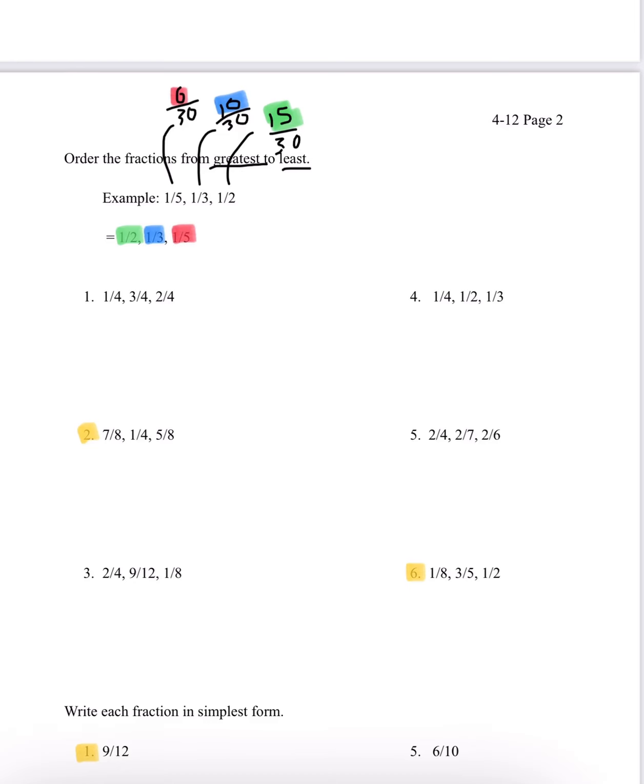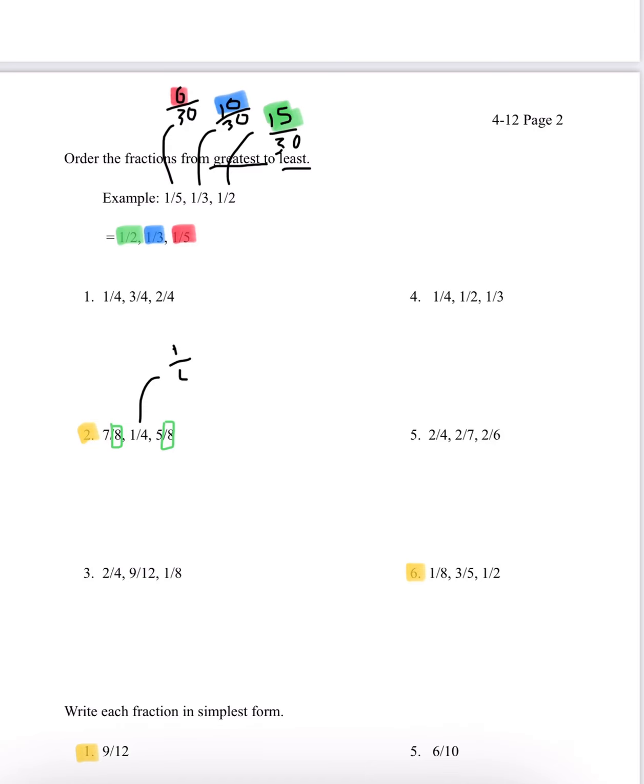I'm going to be going over number 2 and 6. Number 2, we have 7 over 8, 1 over 4, 5 over 8. So we see that two fractions already have the same denominator of 8. So our common denominator is going to be 8. So we have to convert this with the denominator of 8.